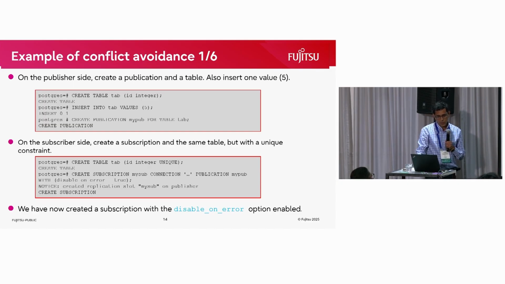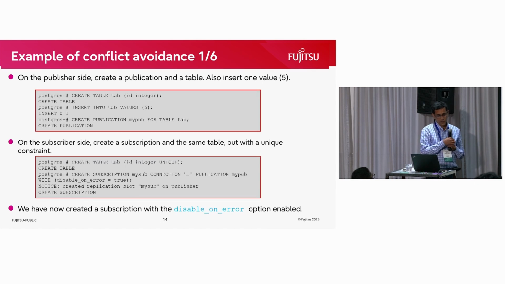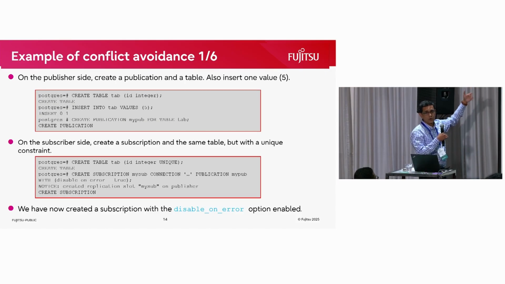On the subscriber, you have the same table, but a small difference. The table on the publisher does not have a constraint, but on the subscriber, it has a unique constraint. So that's another flexible thing about logical replication. The tables on the publisher and the subscriber need not be identical. The subscriber just needs to have a superset of all the columns on the publisher. It need not be identical.